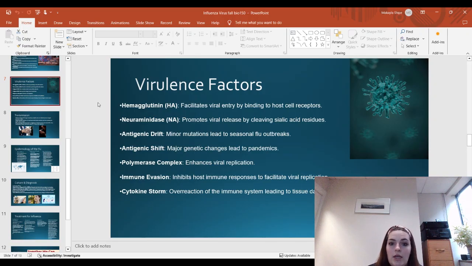Polymerase complex enhances viral replication. Immune evasion, inhibits host immune responses to facilitate viral replication. And cytokine storm, which is an overreaction of the immune system, leading to tissue damage in severe cases.